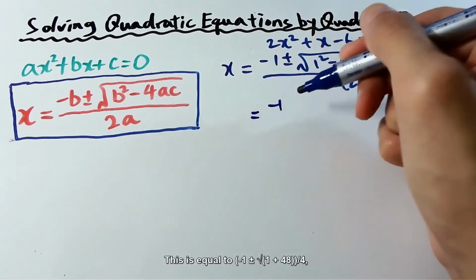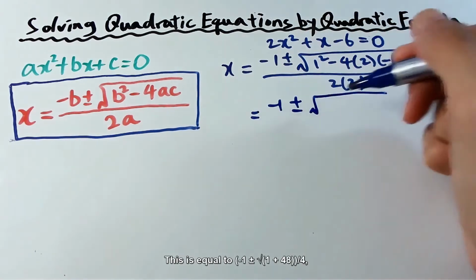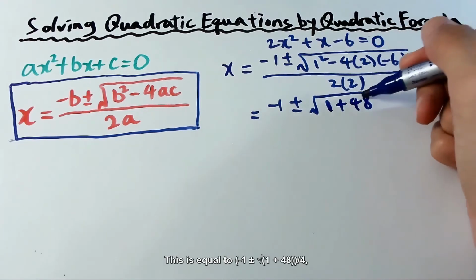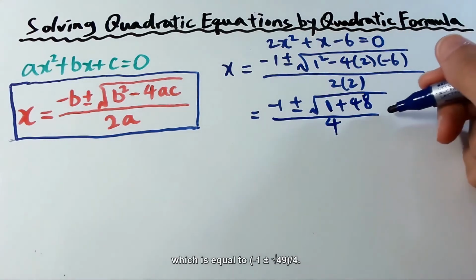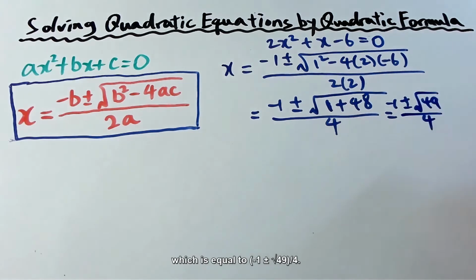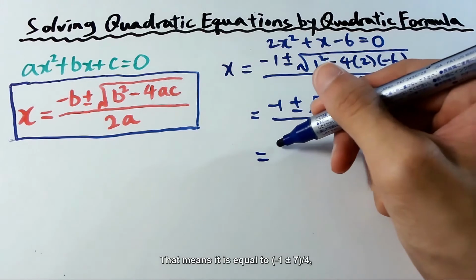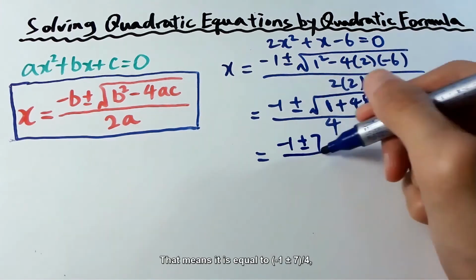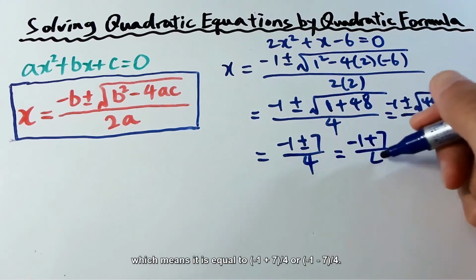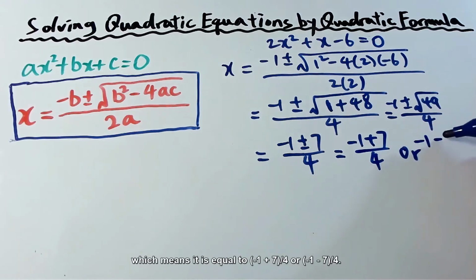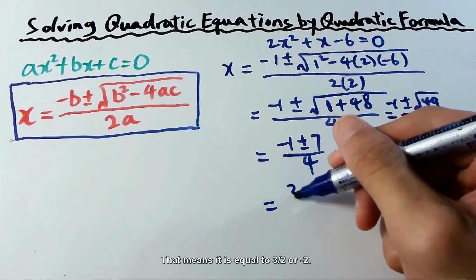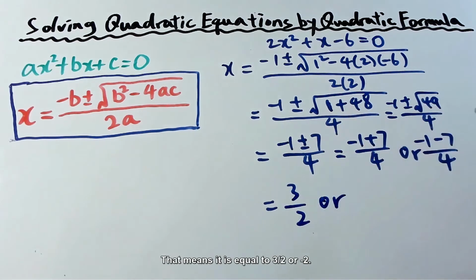This is equal to minus 1 plus or minus square root of 1 plus 48 over 4, which is equal to minus 1 plus or minus square root of 49 over 4. That means it is equal to minus 1 plus or minus 7 over 4, which means it is equal to minus 1 plus 7 over 4 or minus 1 minus 7 over 4. That means it is equal to 3 over 2 or minus 2.